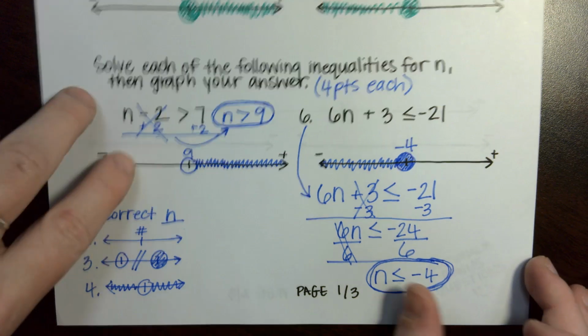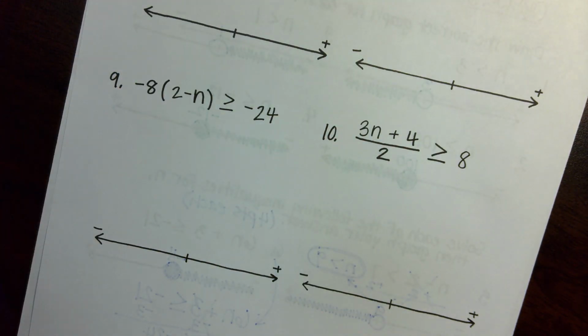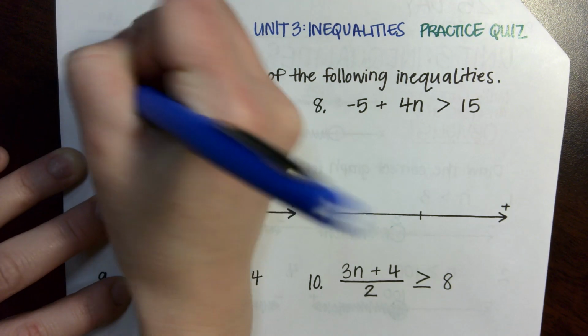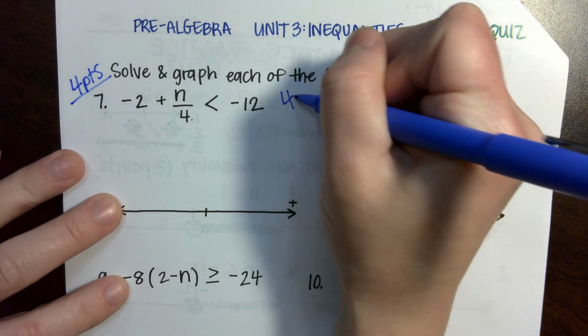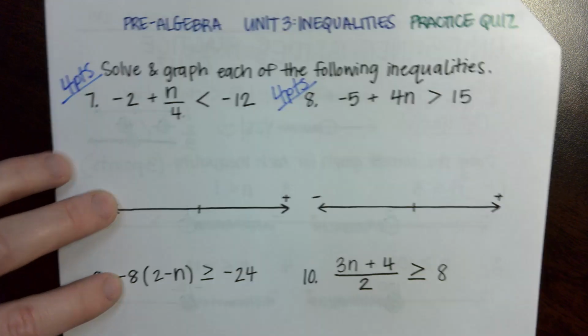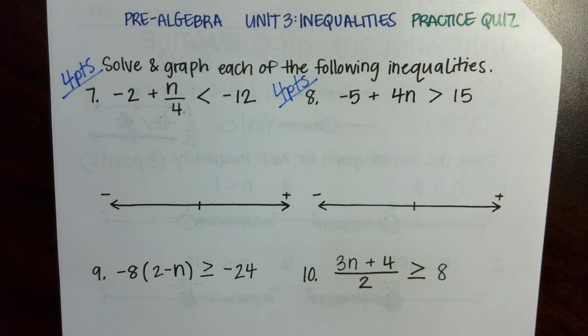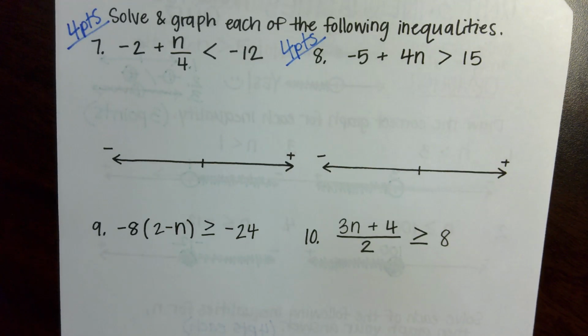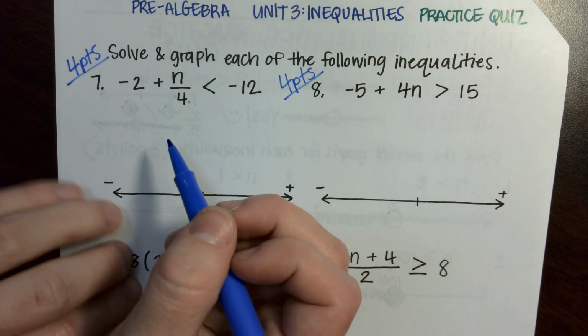Okay, can we go to page 2? All right, page 2, we're starting off with some more, just like we did before. Number 7 and 8 on the top, these are also both worth 4 points each. It's the same criteria I just gave you before, where it's the correct n, the number on the graph, the circle, open or closed, and the direction. Okay, how do we start solving number 7?